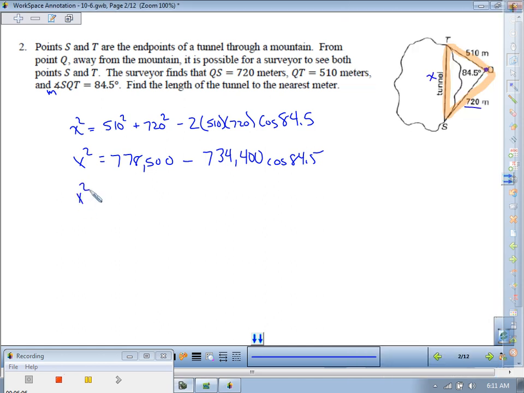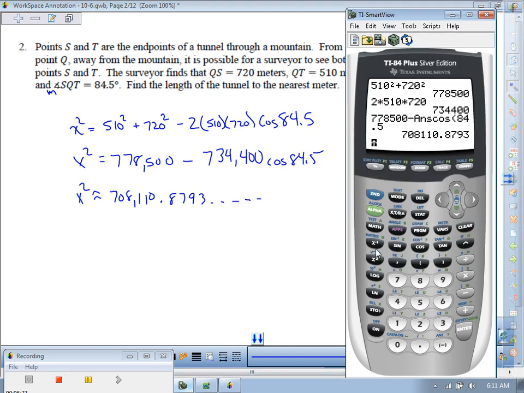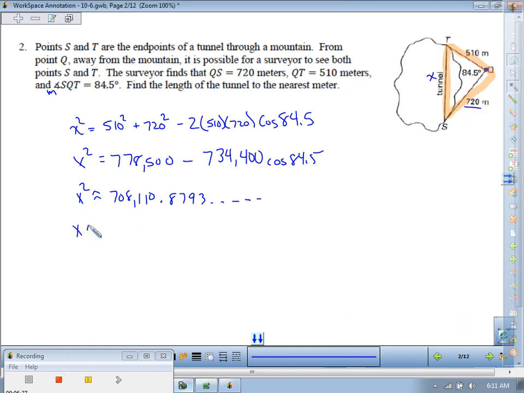So x squared is about 708,110.8793, and so on, and I need to square root that number. X is about 841 meters, because they asked me to find the length of the tunnel to the nearest meter.